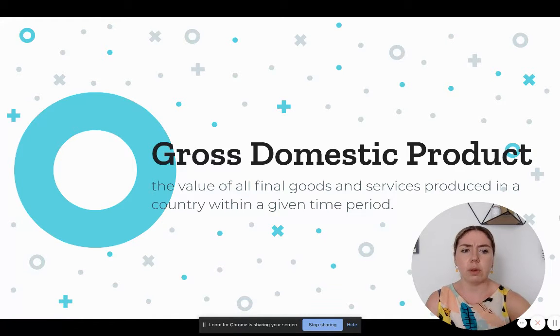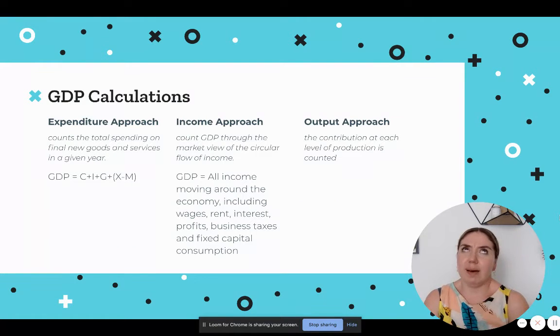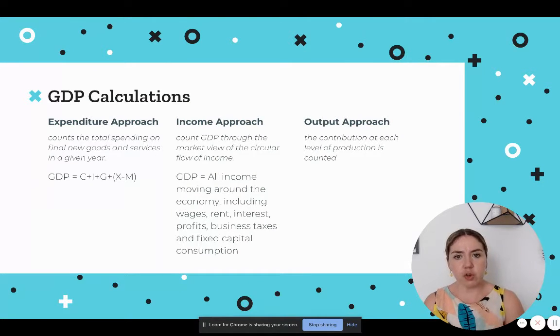So let's start with the calculations that I said we weren't going to talk about. This calculation we are going to talk about. There are 3 ways that you can calculate GDP. You can use an expenditure approach, an income approach, or an output approach.